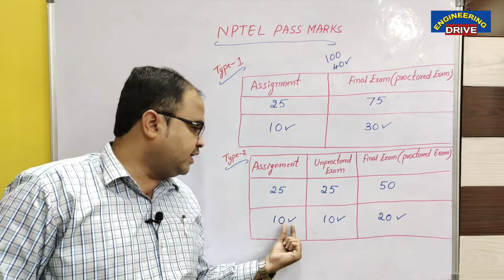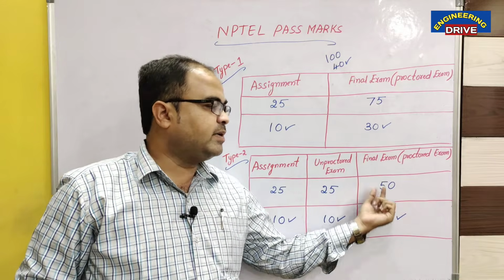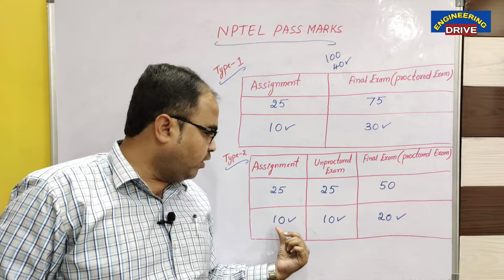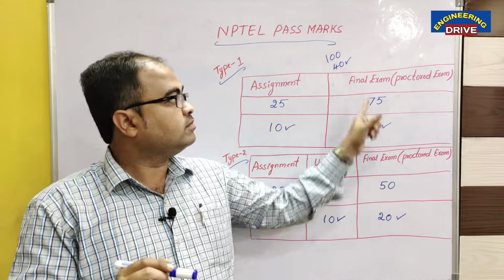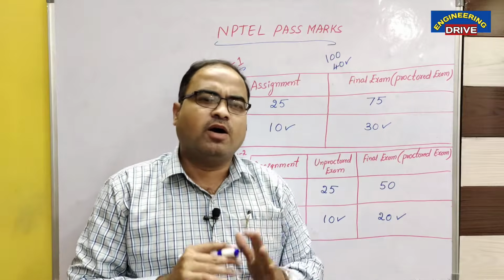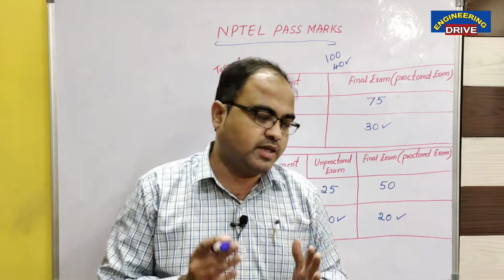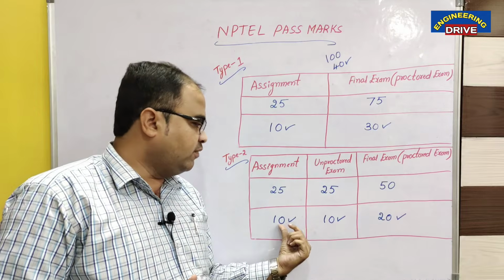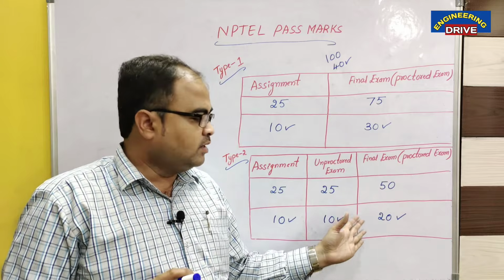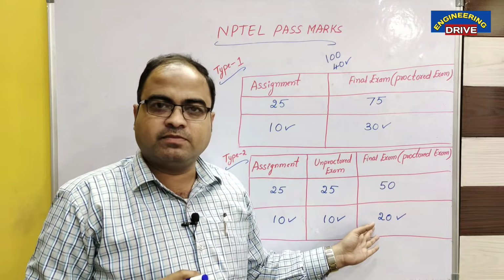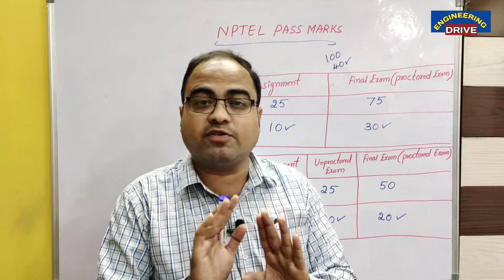Simple rule. 40% of 25, 10. 40% of 25, 10. 40% of 50, 20. So if you add all this, 10 plus 10 plus 20, how much? 40, which is the pass marks. The big problem with many of the aspirants of NPTEL, why they get confused, is that they think that if they have not scored in either assignments or the unproctored exam, they can score in the final exam. If you score in the final exam also, you will not get your NPTEL certificate.